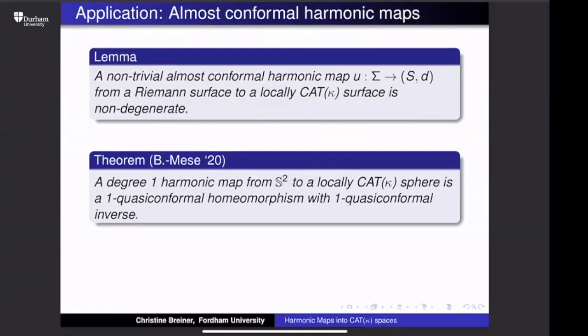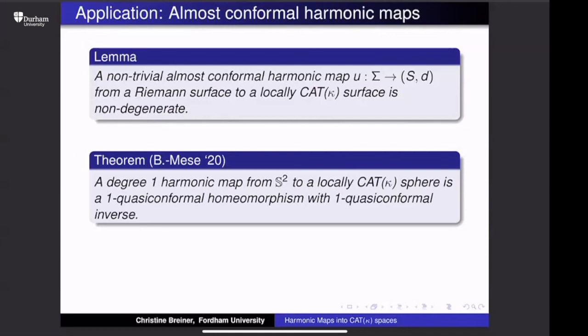So the first lemma is pretty straightforward. If you start with a non-trivial, almost conformal harmonic map from a Riemann surface to a locally cat-kappa surface, then the map is non-degenerate. And this is just looking at directional energy densities. It's not a difficult problem, but it's what you would expect. It's what you get in the smooth setting. Almost conformality gives you non-degeneracy.